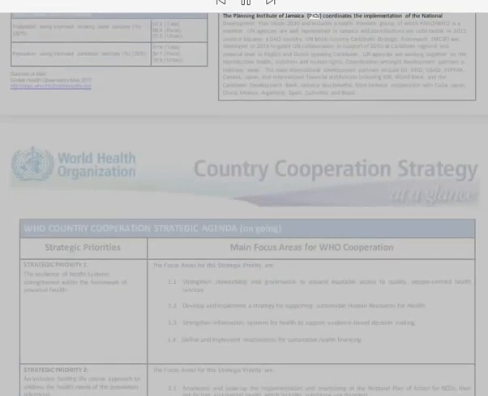The Planning Institute of Jamaica, PIOJ, coordinates the implementation of the National Development Plan Vision 2030 and includes a health thematic group, of which PAHO WHO is a member. UN agencies are well represented in Jamaica and contributions are substantial.